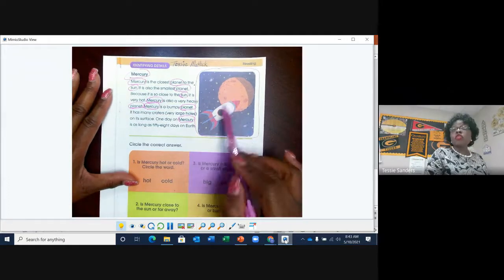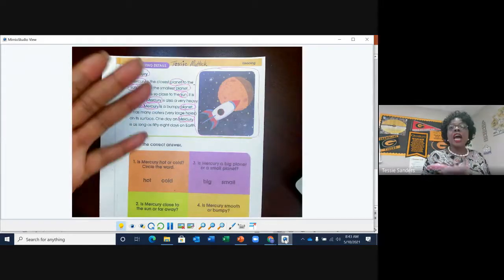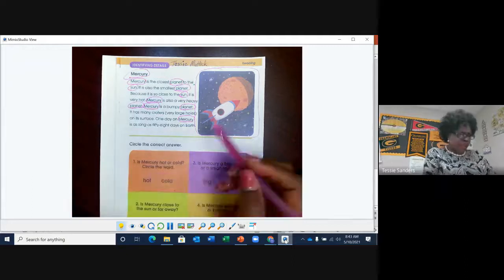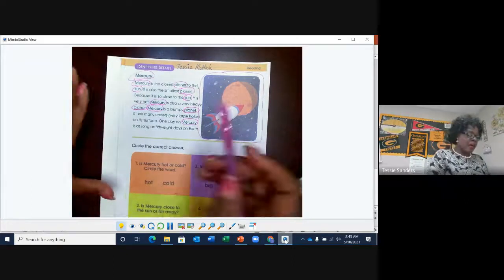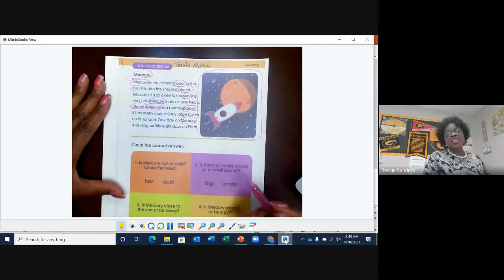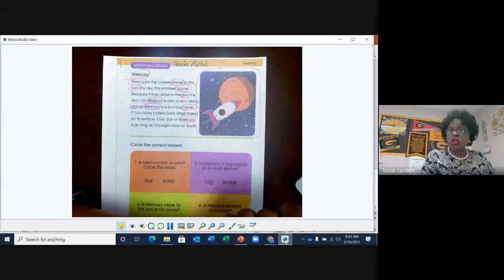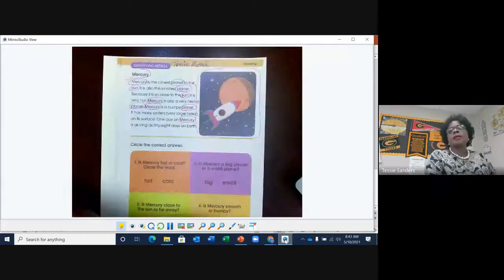And take a look at the rocket ship. So Mercury must be... Mercury is a rocket ship? No, Mercury is a planet. Great. We know that this passage could possibly be about Mercury, the planet.